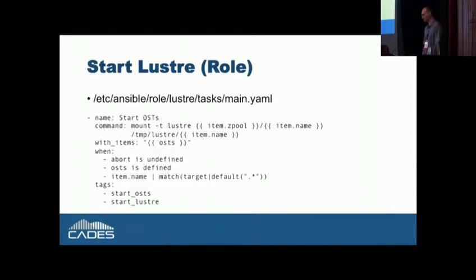And similar sort of plays can be defined for starting all of your Lustre targets. In this case, the command is the mount command with options. Again, with items, you loop over, say, all the OSTs. You have your conditionals to control when exactly the command's going to be run, and the additional tags. Start OSTs if you want one of those, as well as a general start Lustre to start up your entire file system.